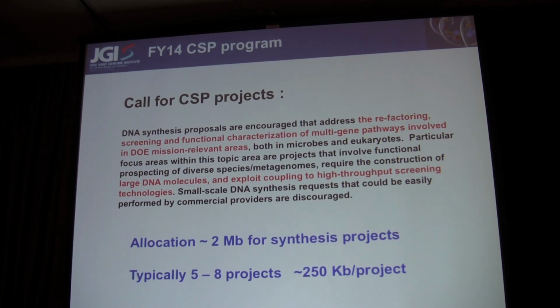So we're not exactly sure how much we will allocate to CC projects next year, but I think around 2 megabases is about a good guesstimate. This should allow us to do about 5 to 8 projects, and the typical allocation for each of the projects is about 250 kilobases per project. So with that, I'll be happy to take any questions.